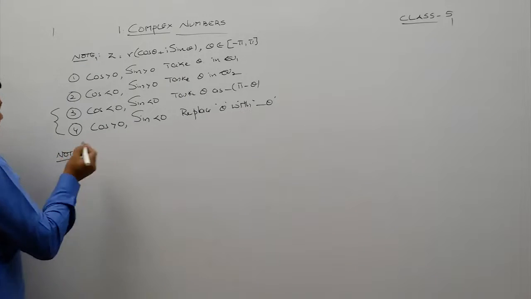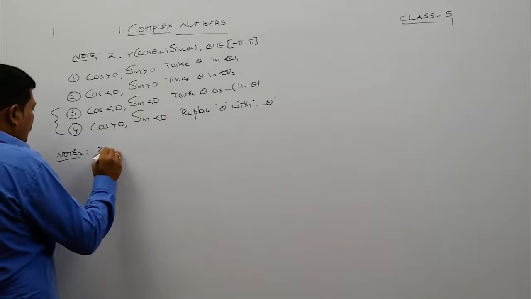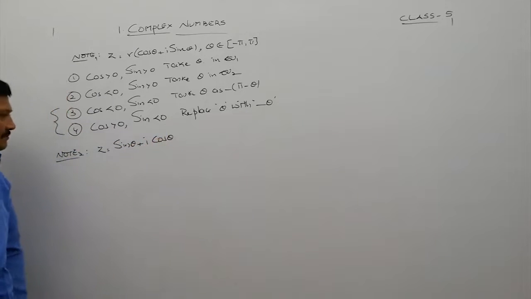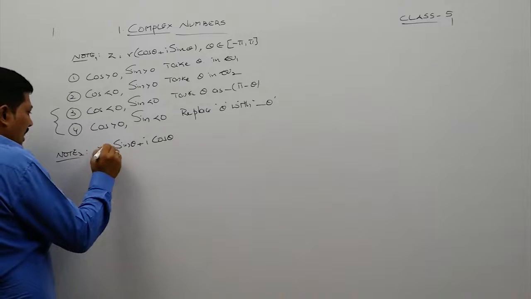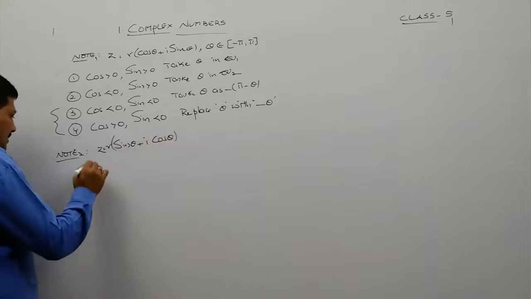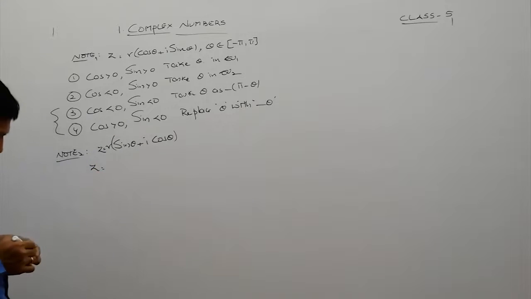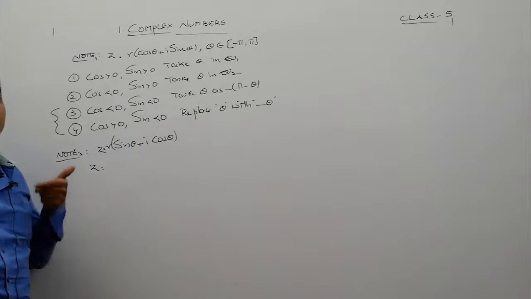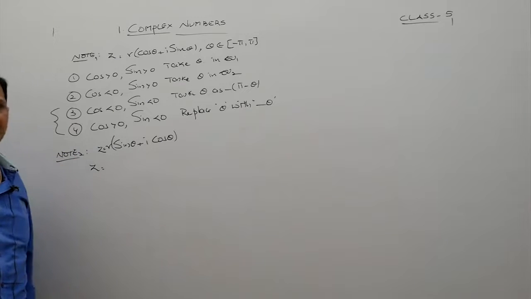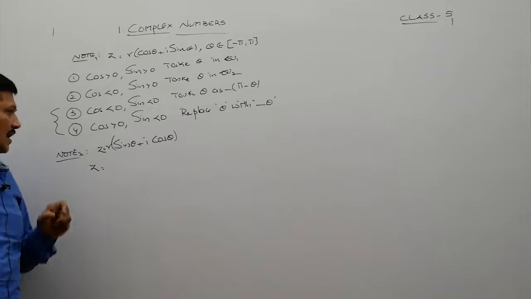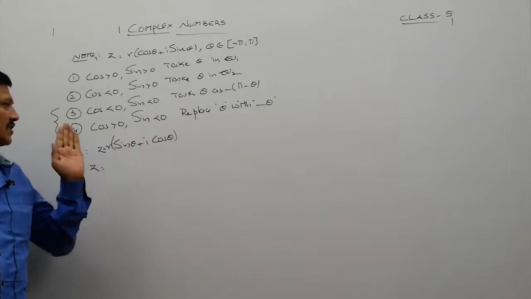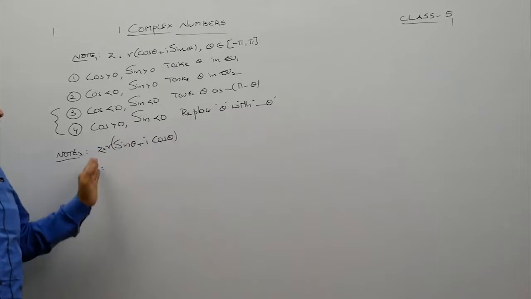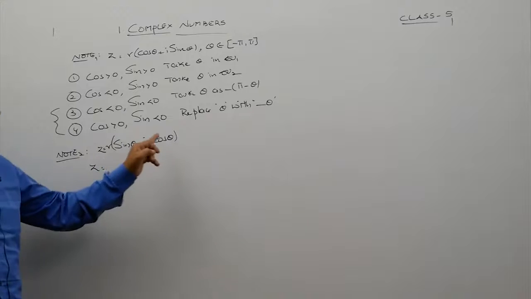So note 1. Here comes another one, note 2. Suppose z is equal to sine theta plus I into cos theta, or we can write z is equal to r into sine theta plus I cos theta. Most importantly, every student must understand that polar form is always of the form cos theta plus I sin theta, that is equal to cis theta. So real part is associated with cos and imaginary part is associated with sine. But you observe here, this is not in standard form. This is of the form z is equal to r into sine theta plus I cos theta.